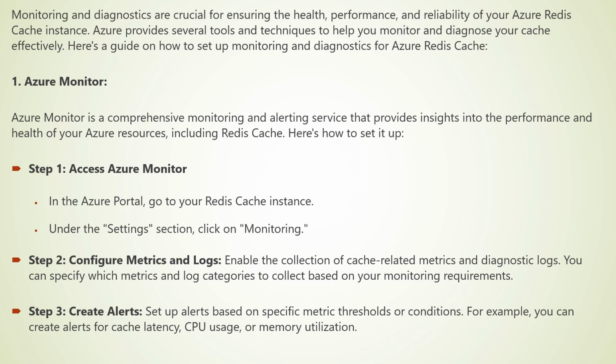Step 2. Configure metrics and logs. Enable the collection of cache-related metrics and diagnostic logs. You can specify which metrics and log categories to collect based on your monitoring requirements. Step 3. Create alerts. Set up alerts based on specific metric thresholds or conditions. For example, you can create alerts for cache latency, CPU usage, or memory utilization.